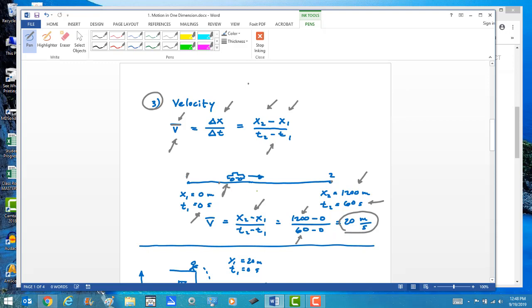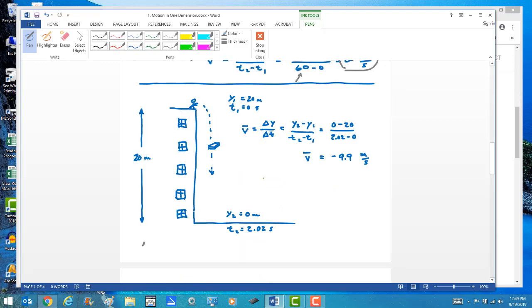It could be going fast here and then slowing down here and then speeding up. The problem doesn't tell you that. All it tells you is the total distance traveled and the total time. So you are dealing in average velocity. So now let's turn the problem sideways and do it in the y direction.